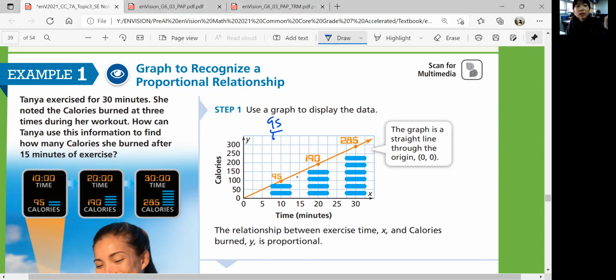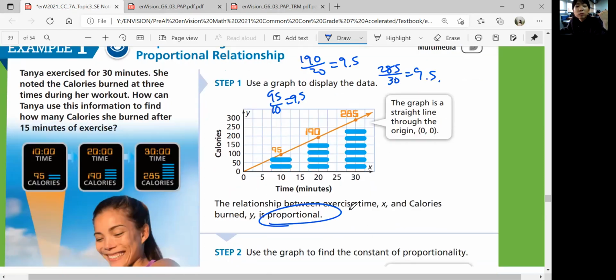95 over 10 is 9.5. 190 over 20 is 9.5. 285 over 30 is 9.5. So yeah, she's burning the same calories at the same rate, right? So this is proportional. X and Y are proportional.